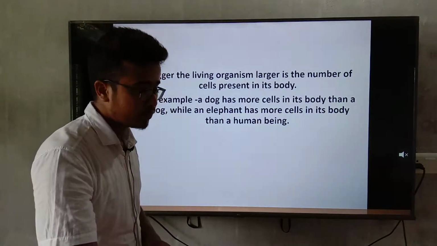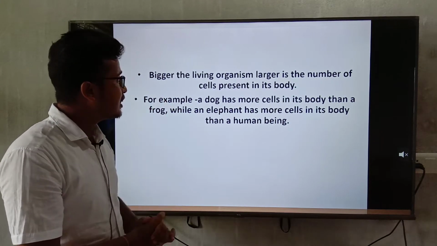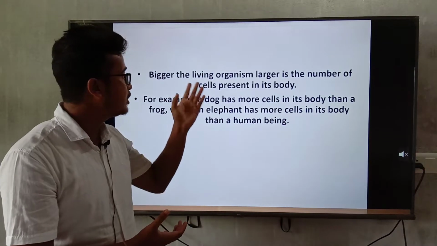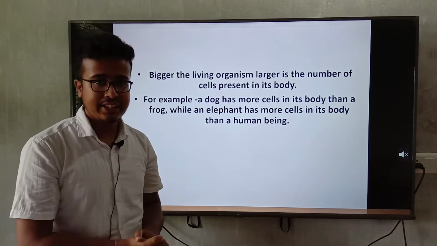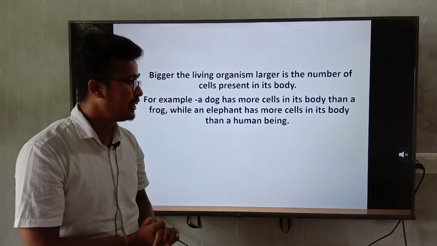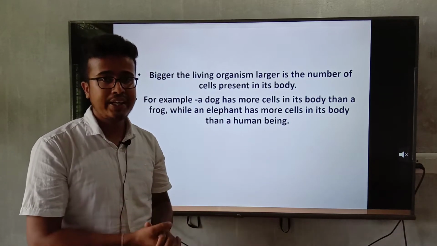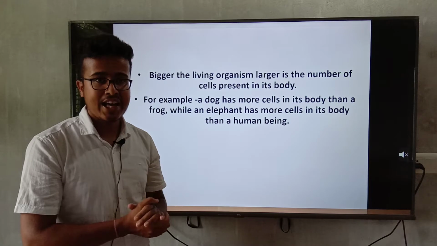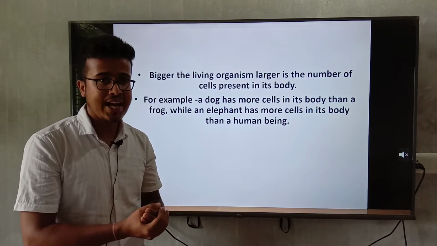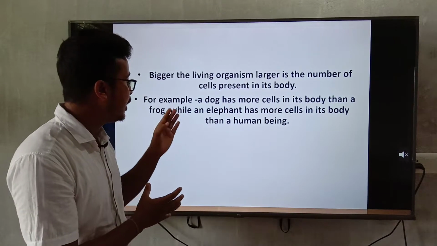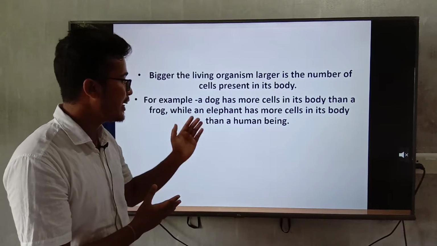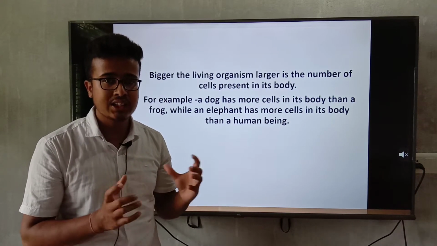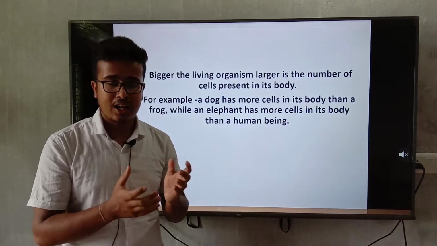Is that clear? So now, the bigger the living organism, the larger is the number of cells present in its body. For example, a dog has more cells in its body than a frog. While comparing cells between dog and frog, obviously we can say the dog has a bigger body compared to the frog, so the dog has a higher number of cells. Similarly, an elephant has more cells in its body than human beings, because the elephant has a larger body.